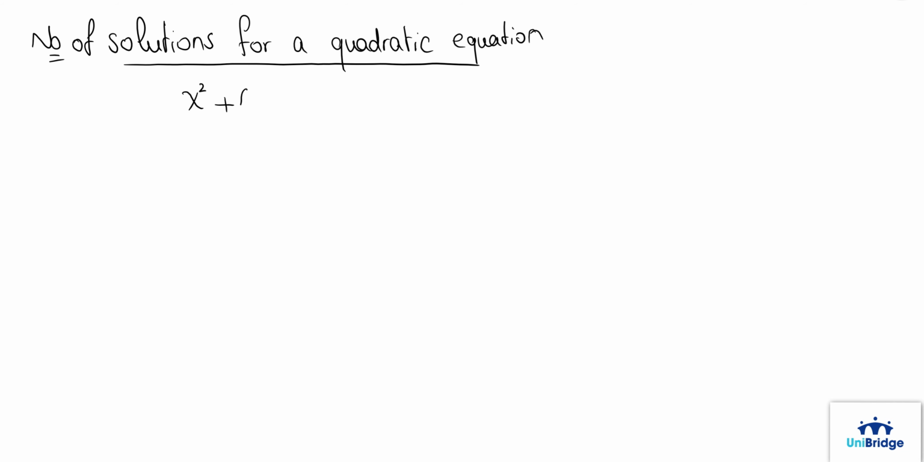If you have x squared plus 6x plus 9, and you factorize this into (x plus 3) multiplied by (x plus 3), you're going to get your answer to be x equals negative 3. So in this case, you only have one solution for this quadratic equation. So what determines the number of solutions of a quadratic equation?